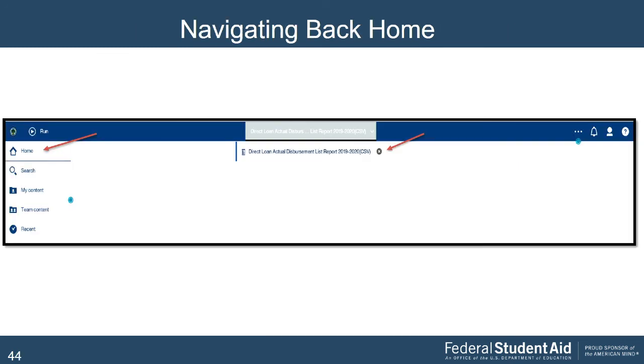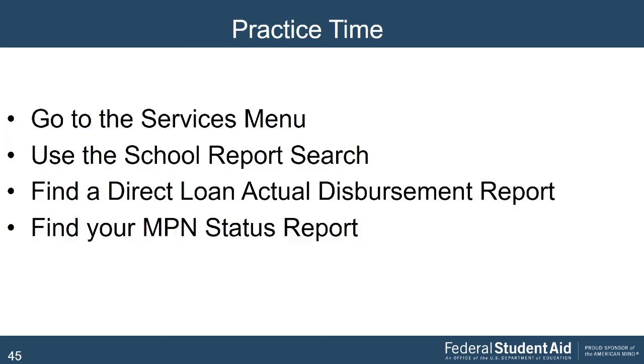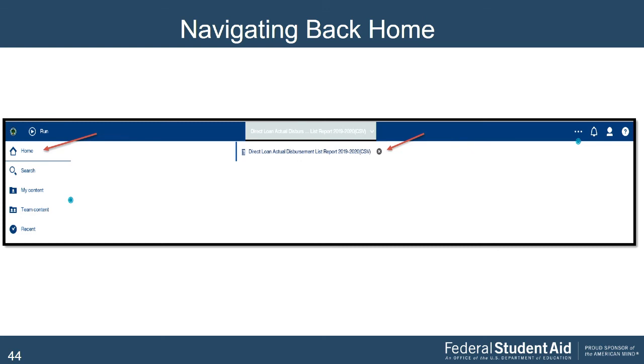Once you're done looking at that report, if you want to close that out and go back home, in the center of the blue bar at the top, you'll see there's a little drop-down arrow. If you click on that, the last report that you searched for will come up. There's a little X next to it. You can click that to close it, and then you can click the home link on the left-hand side.